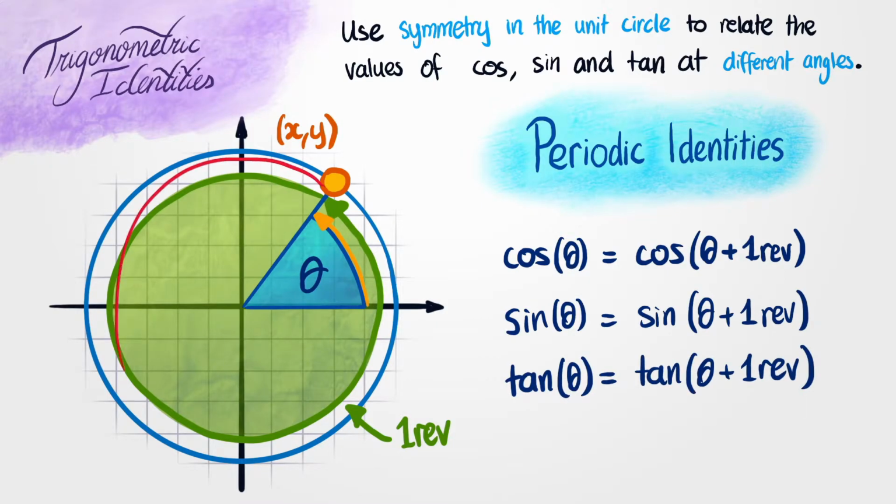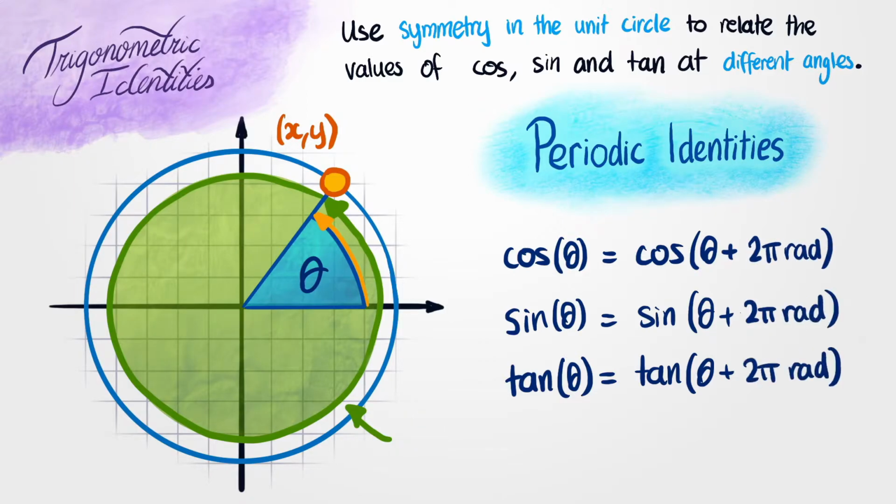You can go around as many times as you like, and as long as you end at the same place, you'll still have the same cosine, sine, and tangent. Now, remembering that 1 rev is the same thing as 2 pi radians, we can rewrite all of these in radians as well. Finally, we can use the fact that there are 360 degrees in 2 pi radians to rewrite all of these in terms of degrees as well.